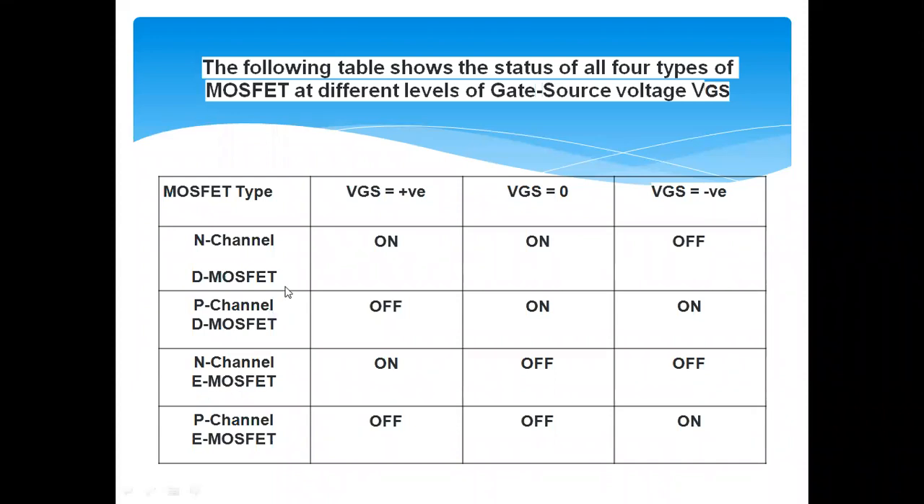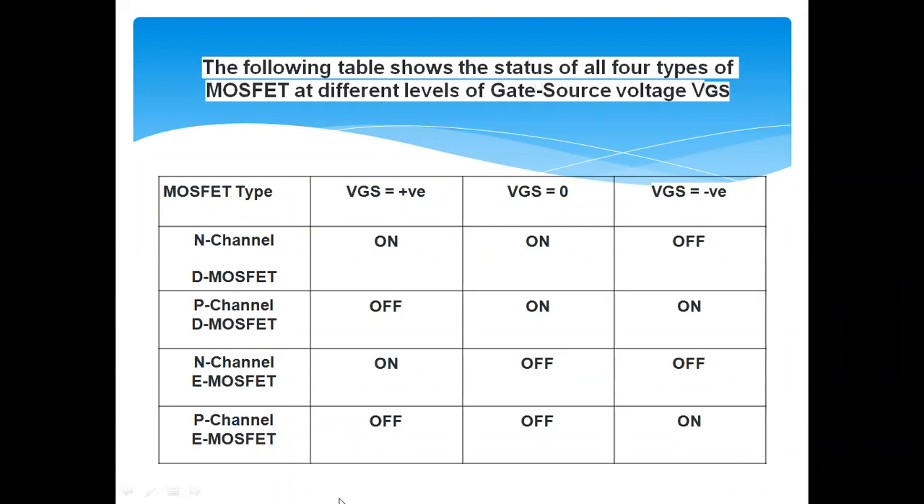Okay, so it's on, off here, on, off here, off, on. You have to first start with the N channel D MOSFET, then P channel D MOSFET, then N channel E MOSFET, P channel E MOSFET. Okay, first N channel, then P channel. You have to remember this: first D MOSFET, then E MOSFET. So you can learn this table by heart very easily.